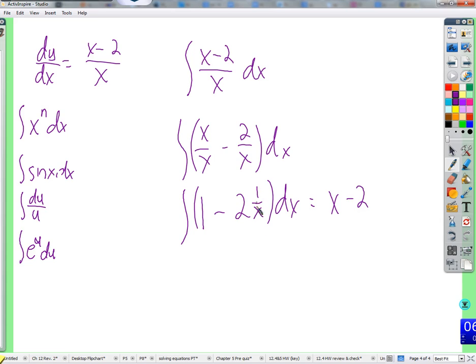Two times, what's the antiderivative of 1 over x? The natural log of x. Natural log of the absolute value of x. Okay. We can verify that if we take the derivative of this, we'll get negative 2 times 1 over x, which we do, plus c. So y equals x minus 2 times the natural log of the absolute value of x plus c is the general solution to that differential equation. I may as well put it as general.